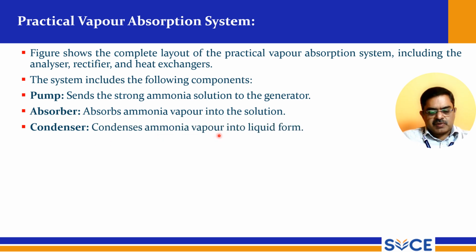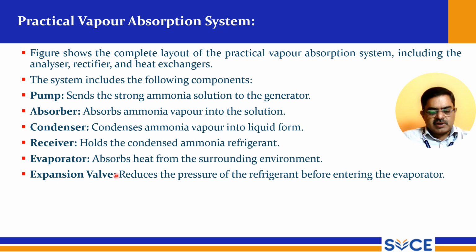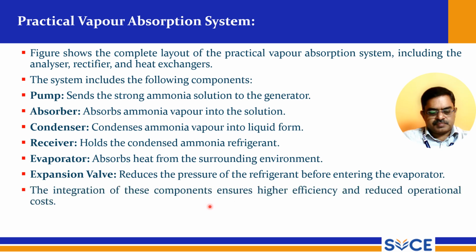Condenser condenses ammonia vapor into liquid form. A receiver holds the condensed ammonia refrigerant. Evaporator absorbs the heat from the surrounding environment. And expansion valve reduces the pressure of the refrigerant before entering the evaporator. The integration of these components ensures high efficiency and reduces the overall operating costs. So that is the advantage of having these components in the vapor absorption system. So the major components are pump, absorber, condenser, receiver, evaporator, expansion valve.